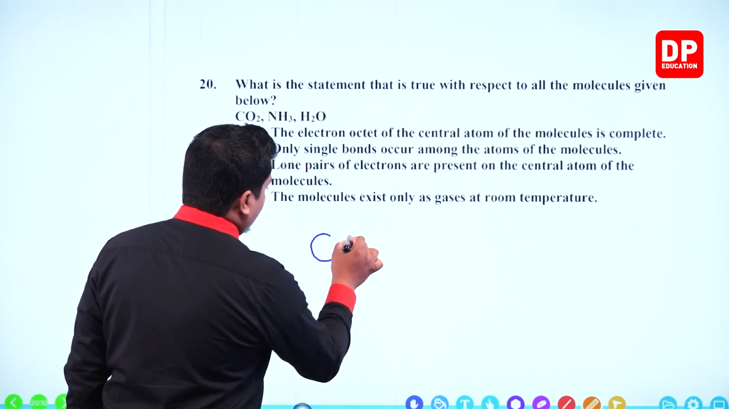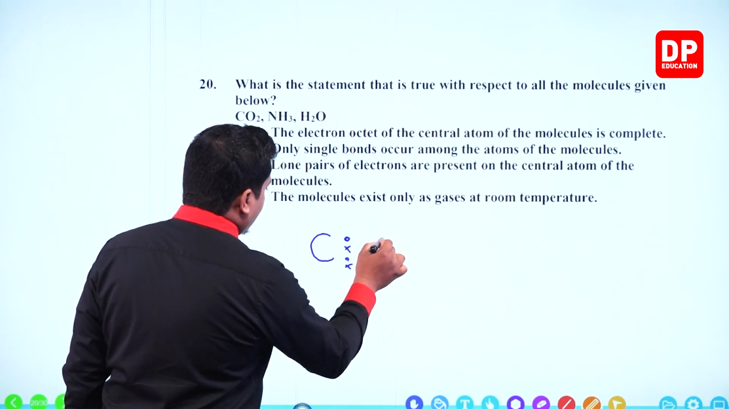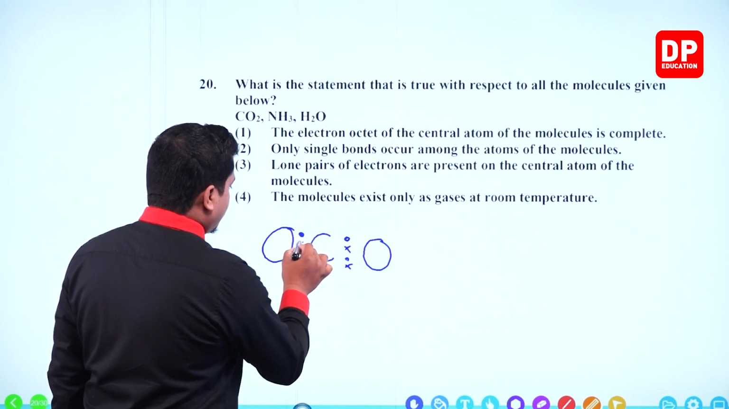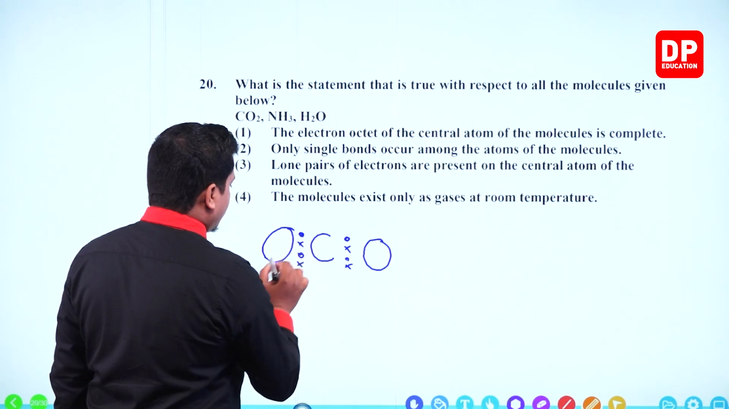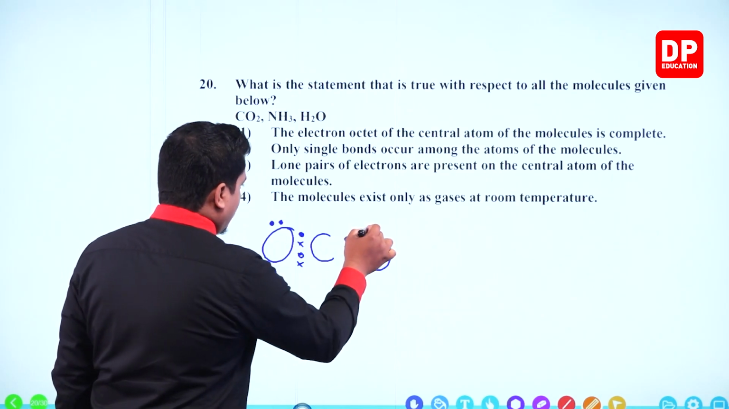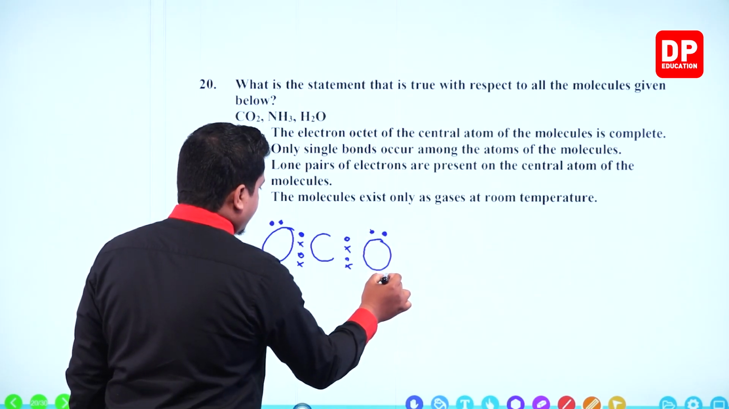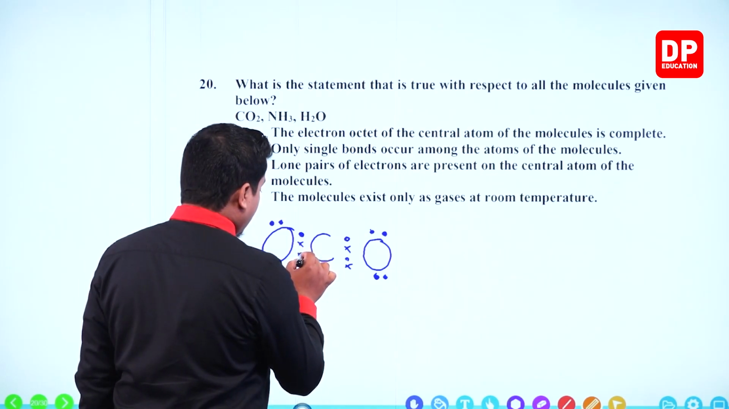Carbon dioxide, CO2. So it's like this, no? Oxygen, oxygen. So you know that you have to put the lone pairs. So this is the dot cross diagram for carbon dioxide.